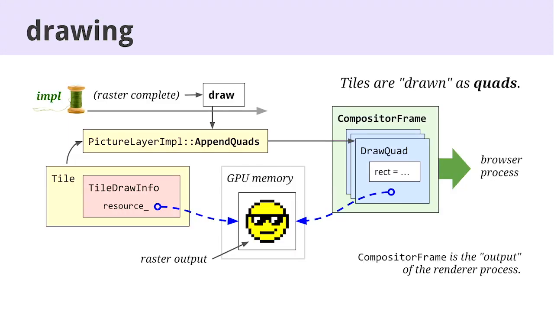So once all the tiles are rastered, the compositor thread generates these things called draw quads. And a quad is like an instruction to draw a tile in a particular location on the screen, taking into account all the transformations applied by the layer tree. So each quad references the tile's rastered output in memory, and the quads are wrapped up in a compositor frame object, which gets submitted to the browser process. Remember, we said the renderer produces animation frames. These are the frames that it's producing.